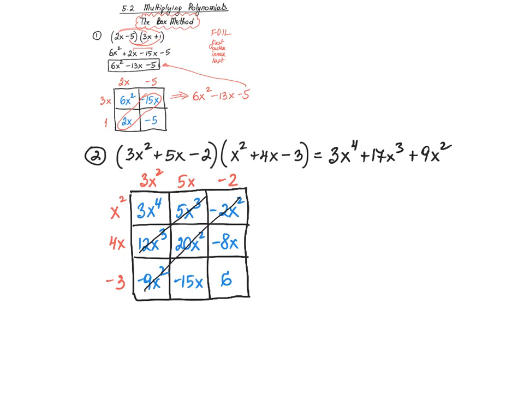Lastly, negative 15x and another negative 8x. That's another pair of like terms, and that gives me negative 23x. And finally, plus 6 is my constant. So my product is this expression. I really believe that using box method is an easier way of handling problems like this. So if you are in favor of this method, you are welcome to use it when you do products of polynomials.